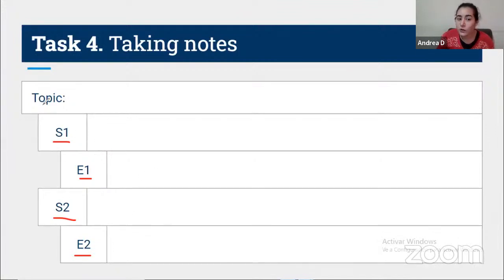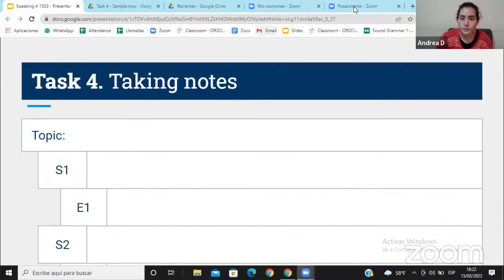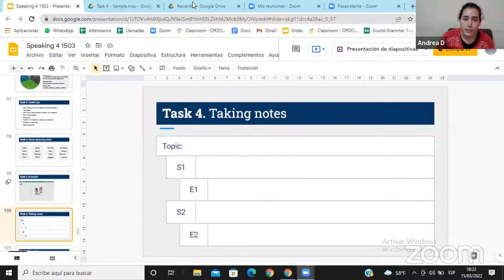lecture. Don't write down anything for the topic yet, okay? Don't take notes for the topic, just subtopic 1, subtopic 2, example 1, and example 2. And we will discuss what the topic was at the end when we are done listening to the whole thing. Okay, so just for now, don't create the chart or anything. Just make sure that it's organized, it's in this order. So subtopic 1, example 1, subtopic 2, and example 2. I'm gonna play the lecture.